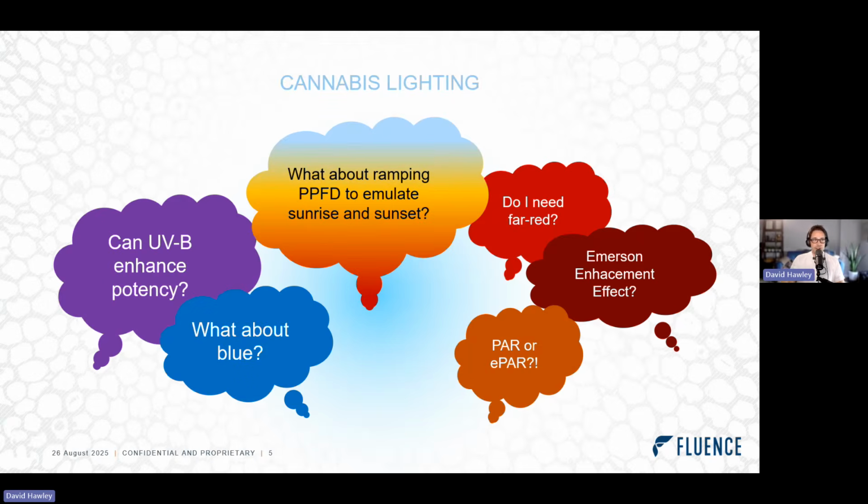After all, there's far red in sunlight. Maybe it does something. There's certainly this thing called the Emerson Enhancement Effect that far red is implicated in. Maybe we can take advantage of that somehow. And then finally, should I be thinking about PAR or EPAR? Not exactly a spectrum question, but I think relevant to the broader story here and something that won't take long to explain. So we'll look at that.